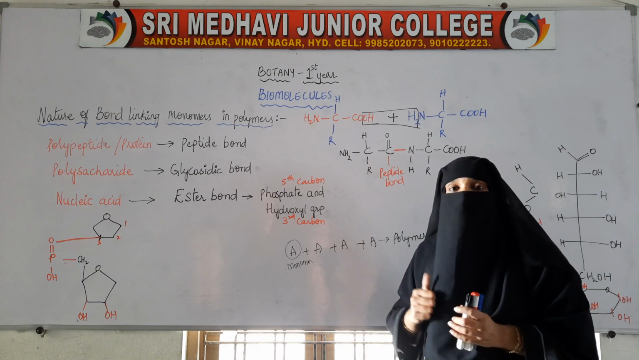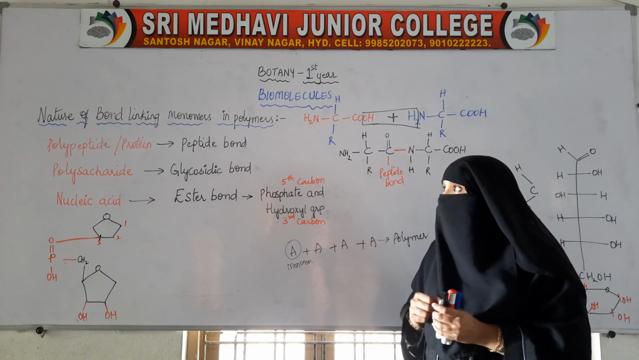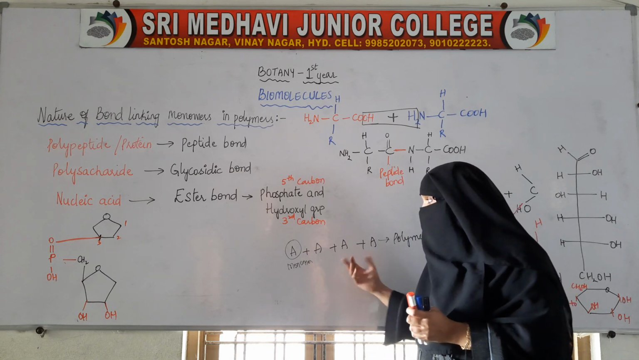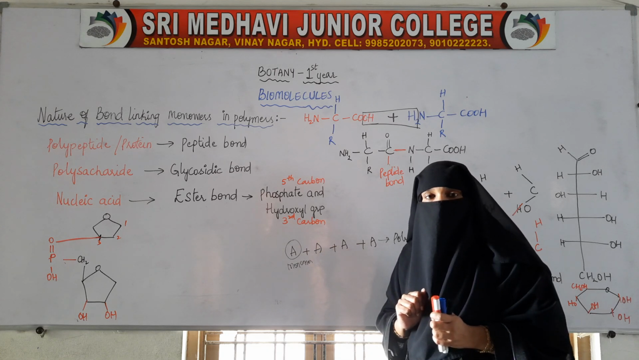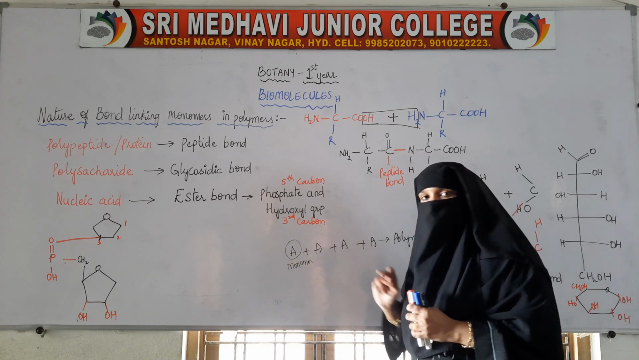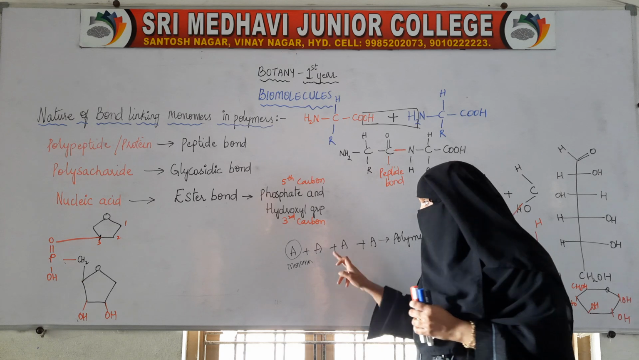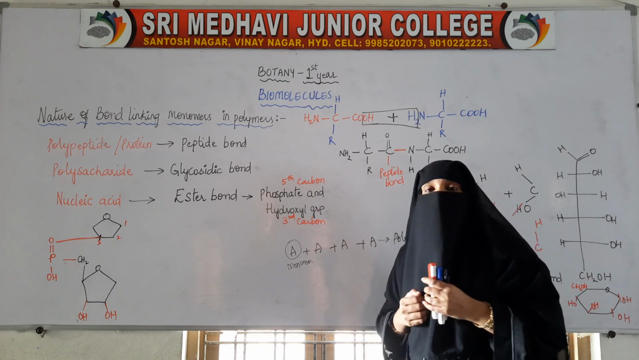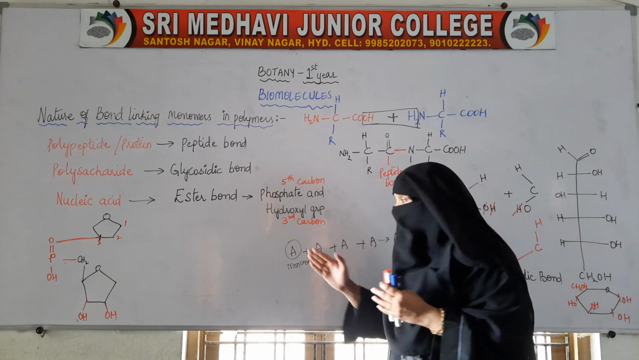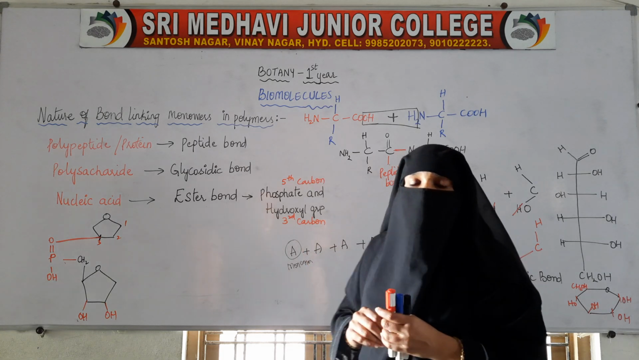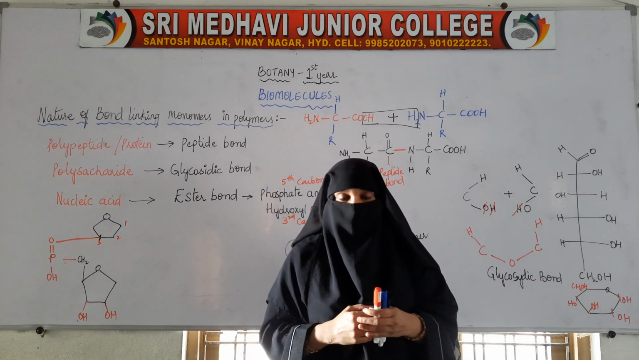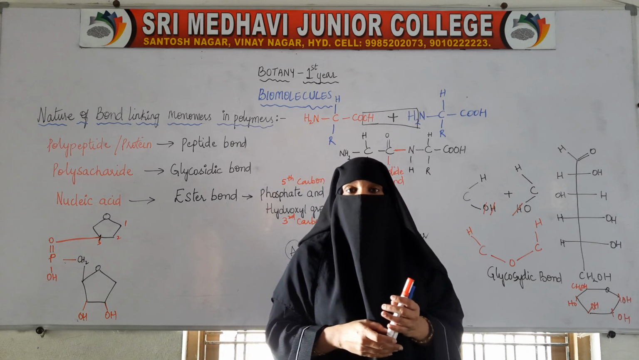So how are they combining? What is the nature of bonding? Because they are combining with the help of the formation of bonds. These two monomers are combining with the formation of bonds. These two are combining with the formation of bonds. So by what type of bond are these monomers combining and changing into a polymer? That is what we will be seeing in this video.